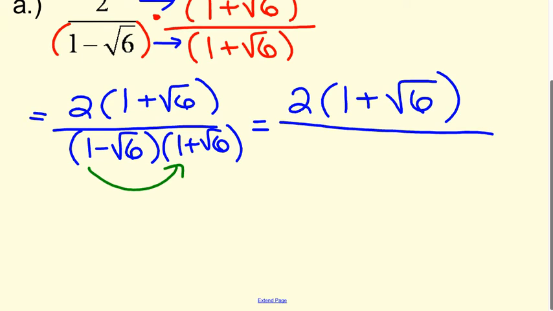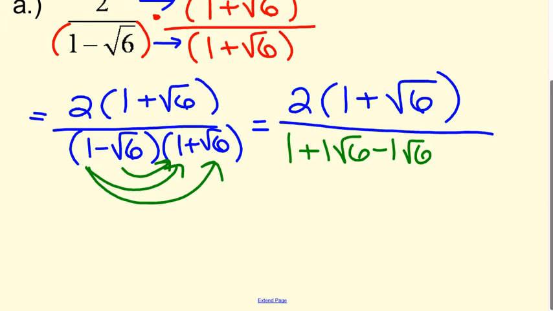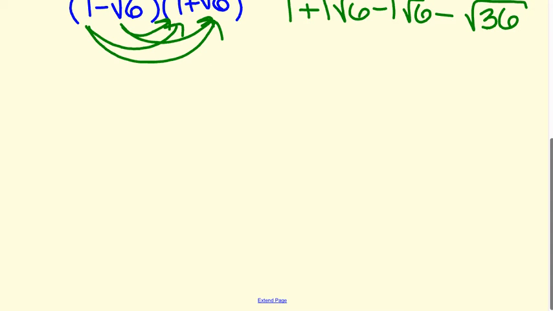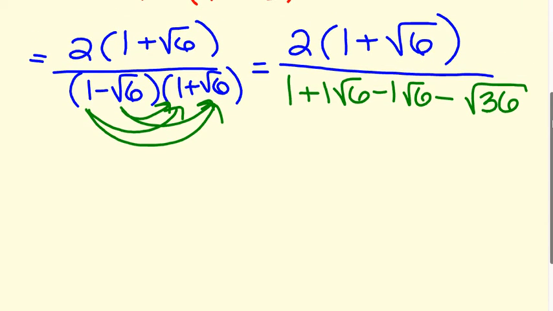So first is 1 times 1 is 1. Outside, 1 times the square root of 6 is 1 square root of 6. Inside, negative square root of 6 times 1 is negative 1 square root of 6. And then we do last. Negative square root of 6 times positive square root of 6 is negative square root of 6 times 6, which is 36. You will notice every time you multiply by conjugates, the middle terms will always cancel out. If you don't get that, you've done something wrong.